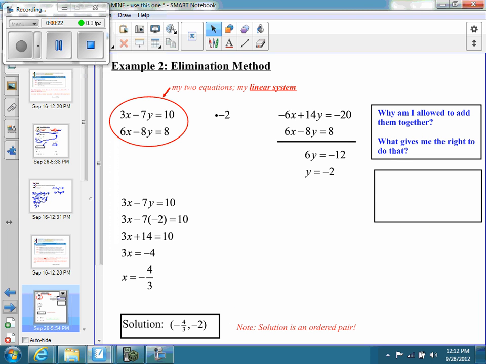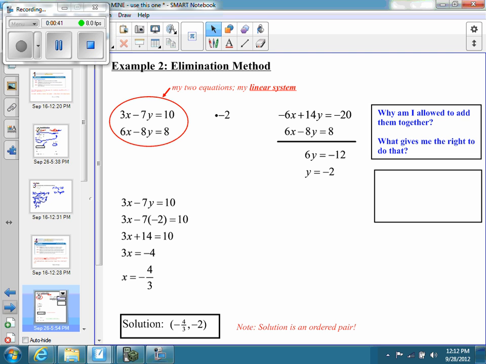So I have two equations. These are my two equations right now. They're under one another. I have 3x minus 7y equals 10, and I have 6x minus 8y equals 8. That's my linear system that I'm dealing with.